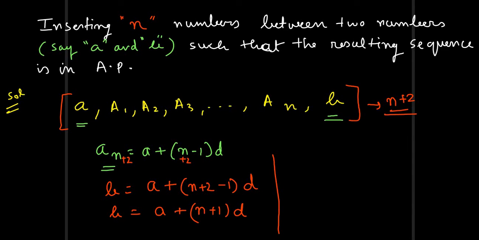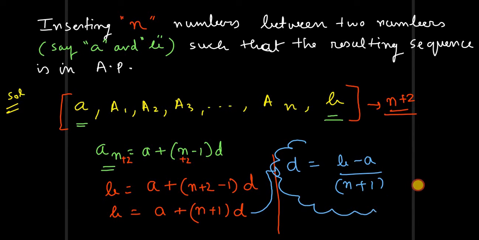Right. Now in here we have to find the value of D. So D will be, if we can see, B minus A, taking A to the left side, divided by n plus 1. So that will be D from this particular equation. D will be B minus A by n plus 1.